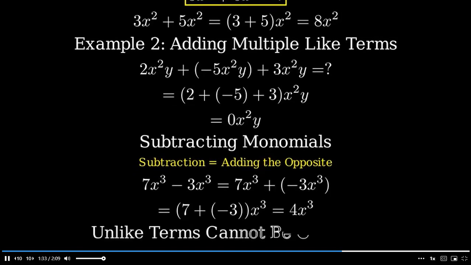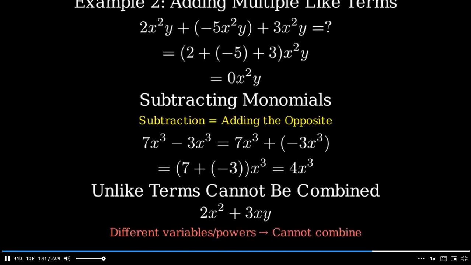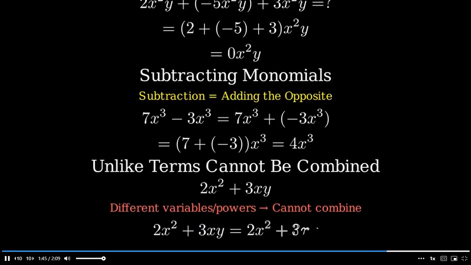What happens when we try to add or subtract unlike terms? Let's look at 2x^2 plus 3xy. Since these terms have different variables or powers, we cannot combine them. The answer must stay as 2x^2 plus 3xy.